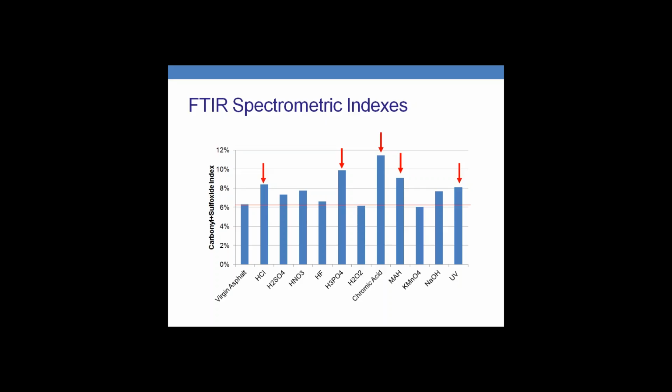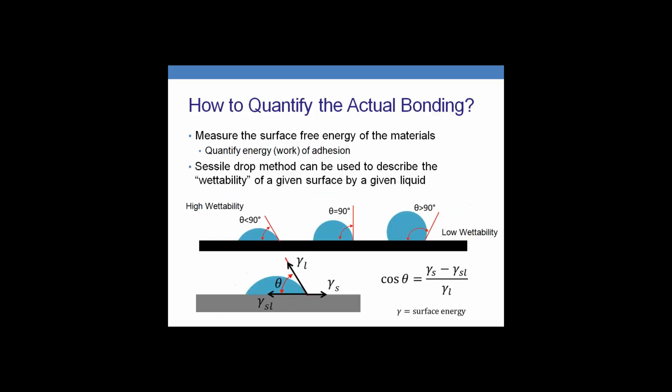Okay, so now we know that if we treat the wrap, we're getting some sort of bond improvement with the dynamic modulus. We know from this that we're getting some sort of increase with our carbonyl sulfoxide groups. We are getting oxidation, but again, what does this tell us? So let's now quantify the actual bond. And that's with our friend surface free energy, which is the equipment we have in the lab next door here.